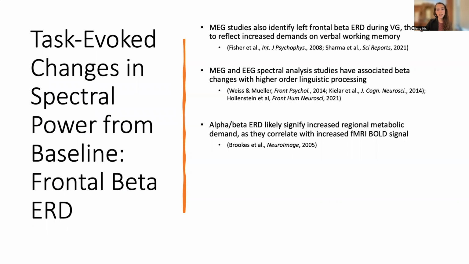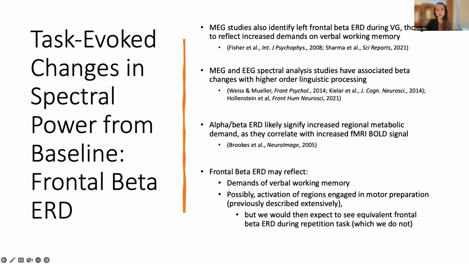Now, we speculate that left IF beta ERD may reflect demands on verbal working memory, and fittingly, we note that beta power decreases, though not significantly so, during repetition, but not during passive listening. And repetition would have an increased demand on verbal working memory than passive listening. Now, possibly the frontal beta ERD reflects activation of regions associated with motor preparation, and that's been previously described extensively.